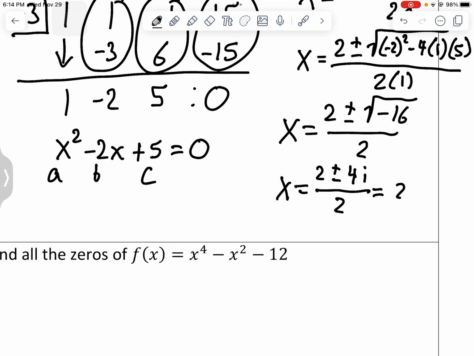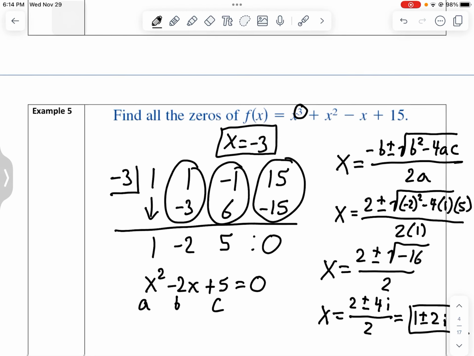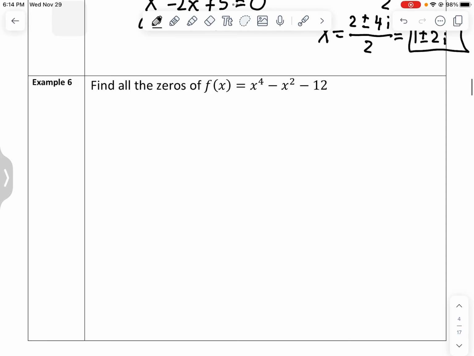So then the simplified version of this is not 2. 2 divided by 2 is 1, so it's 1 plus or minus 2i if you want to reduce that. And there's our 2 solutions along with the x equals -3.